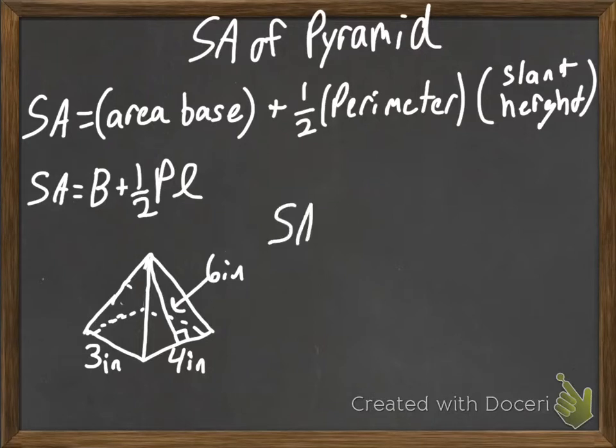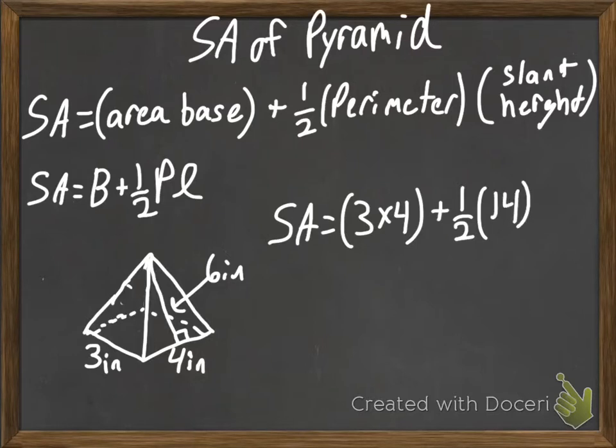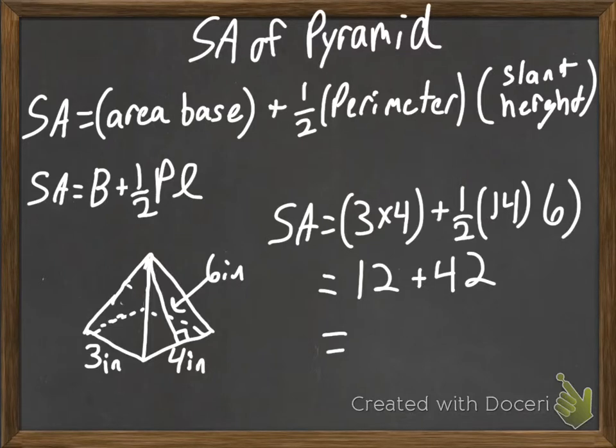So, looks like our surface area is equal to, my base is a rectangle, so the area of a rectangle, it's going to be 3 times 4 plus 1/2 the perimeter of the base, which is 14, times the slant height, which is 6. Which gives us 12 plus 42, which gives us 54 inches squared as our surface area of this pyramid.